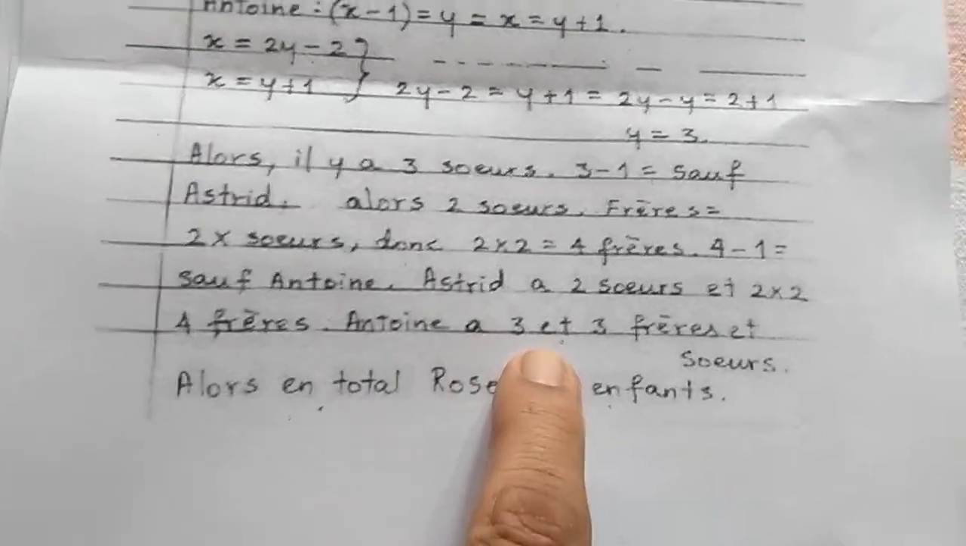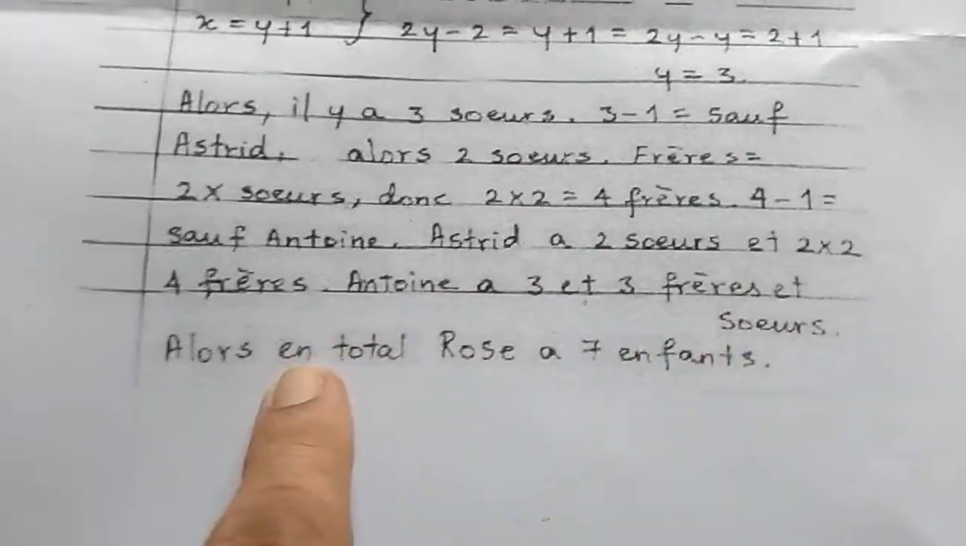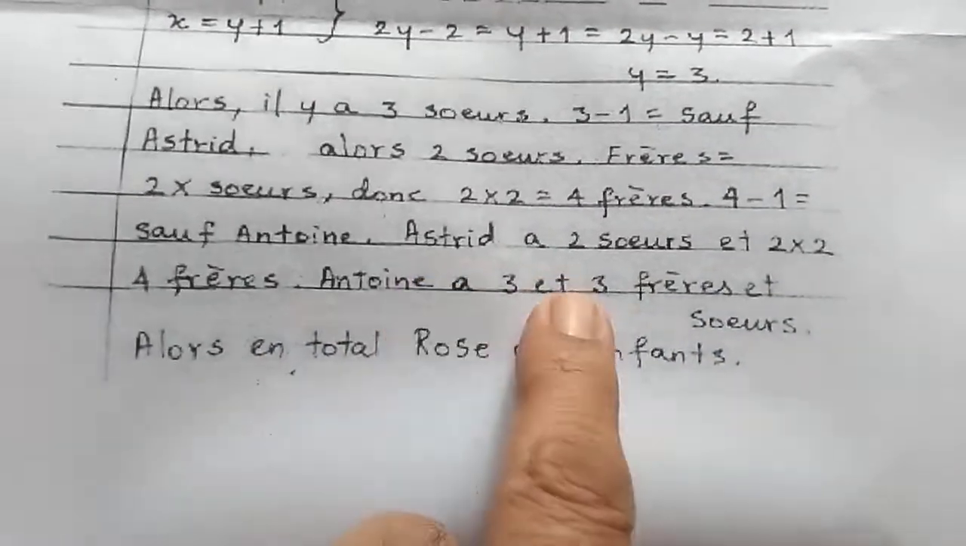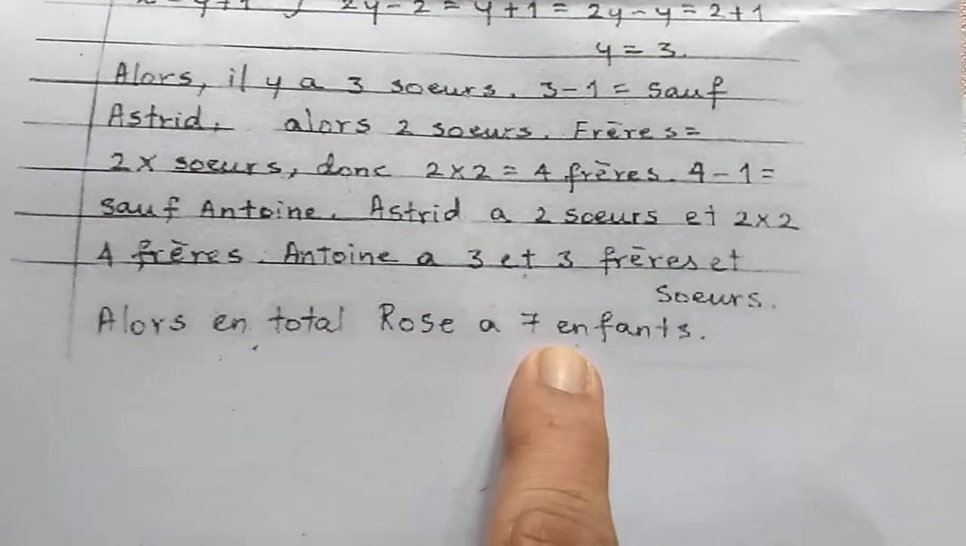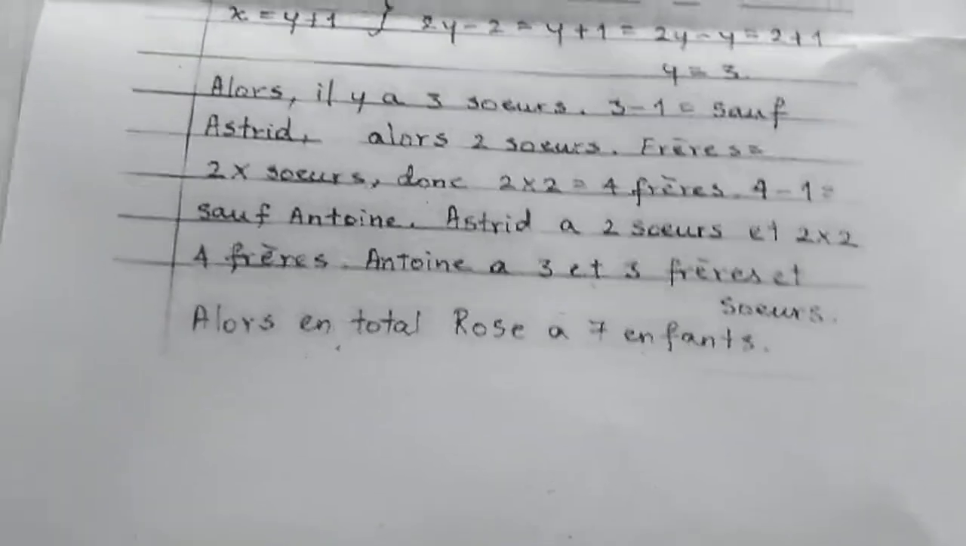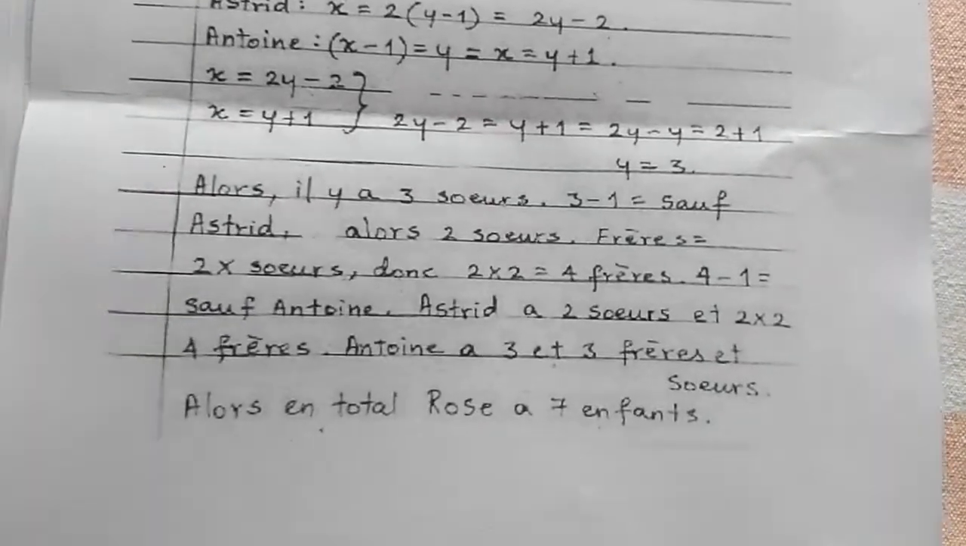Antoine a 3 et 3 frères et sœurs. I'm not entirely sure what he means there, but he means Antoine a 3 frères plus 3 sœurs plus himself. He has 7 children. Rose has 7 children. So this is absolutely correct. But it's a nightmare to read.